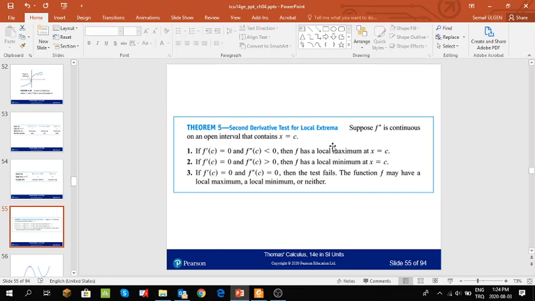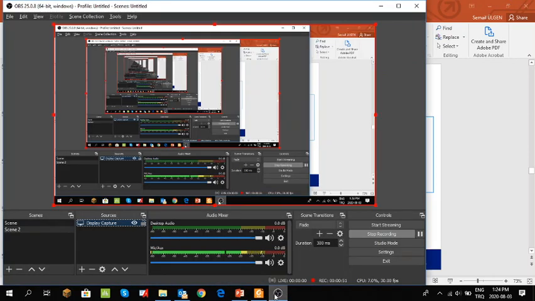Here we have the second derivative test for local extrema. Before that we have the second derivative test for concavity. Now this is the second derivative test for local extrema. So we have two types of second derivative test. Okay, be careful about that. This second derivative test is going to say something about the local extrema, local maximum and local minimum. Alright, and let's see.